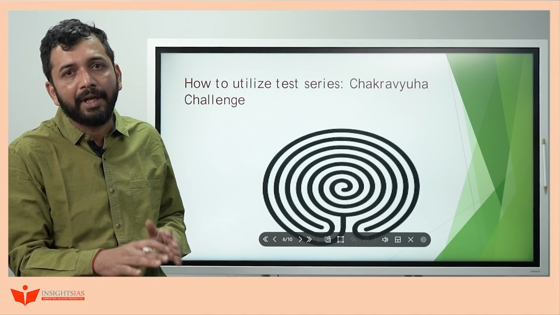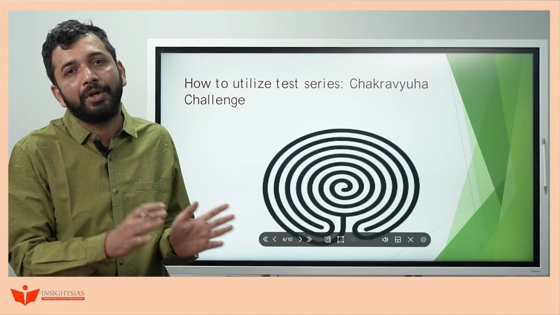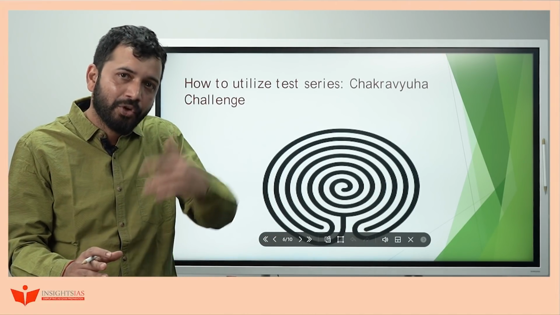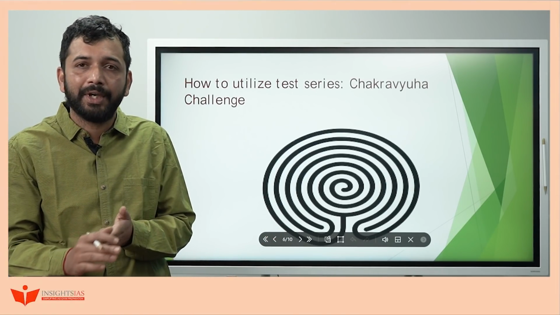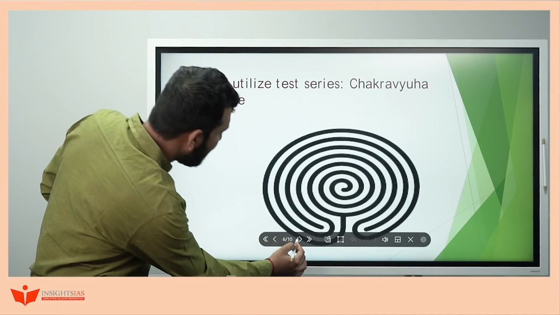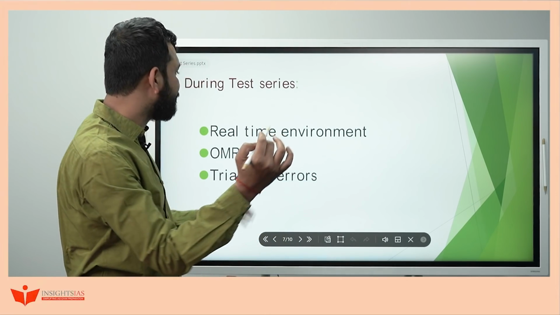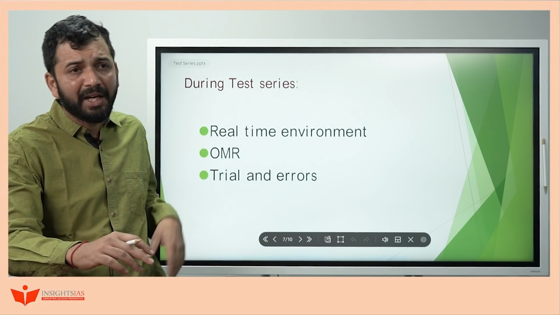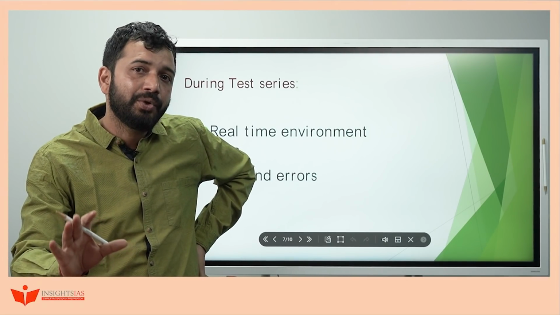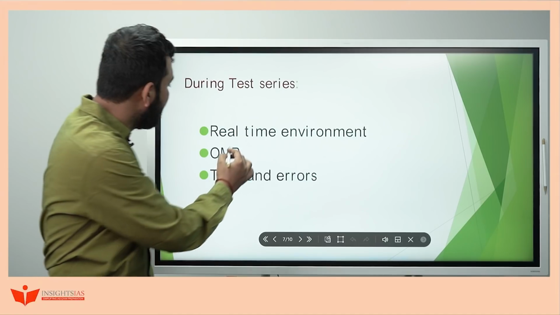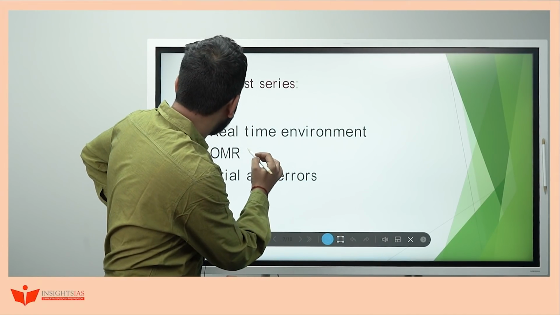So it is better that you know beforehand how you are utilizing your test series that you solve in the month of March. Also, you should know how you are utilizing it in May. So you should have a clear idea how to go forward. First, I will talk about how you are supposed to utilize the test series during test series hours. First, try to have a real-time environment.